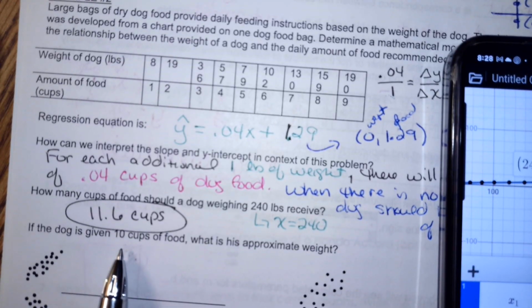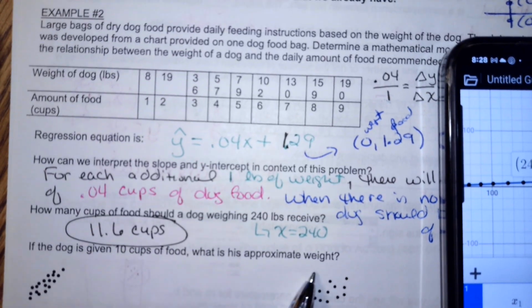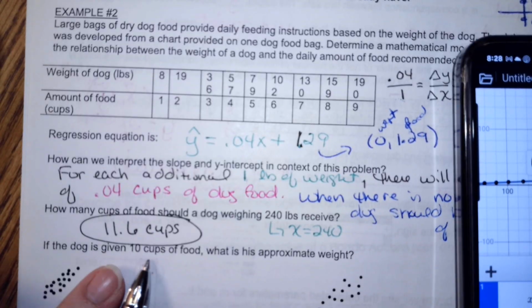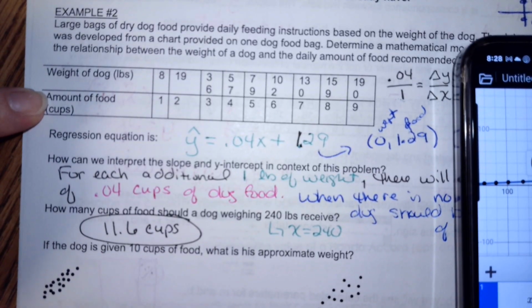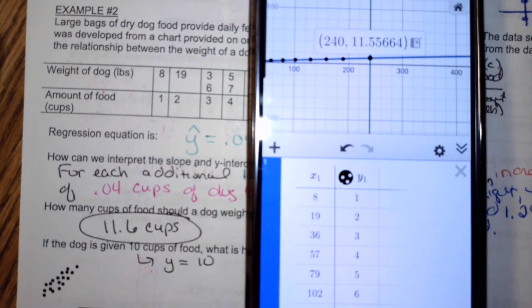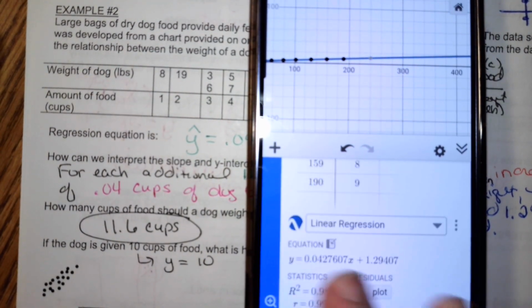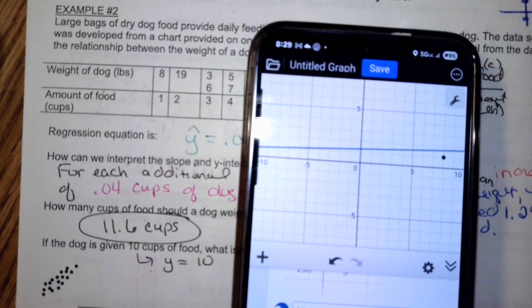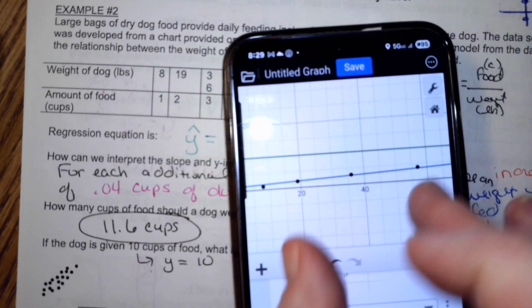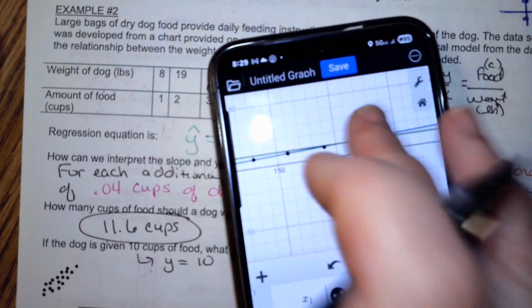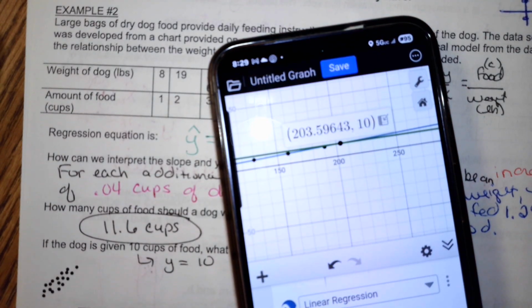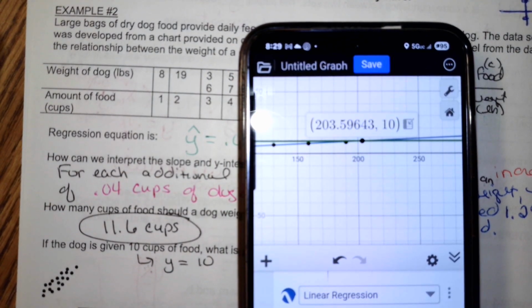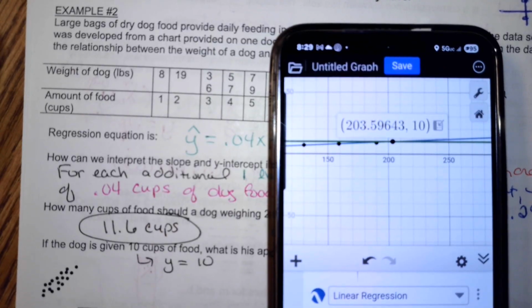If the dog is given 10 cups of food, what is the approximate weight? Is the 10 cups your x or is it your y? It's your y. So they're saying when y equals 10, what is your x? We're going to change that to y equals 10, and look for where they intersect. So approximately 203.6 pounds.